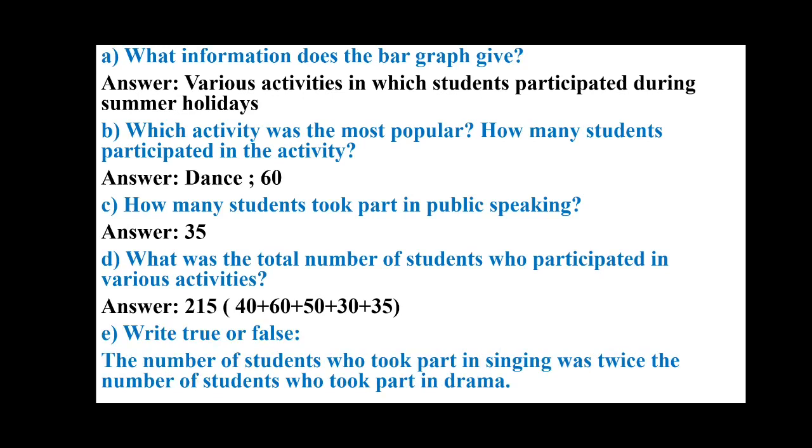Last question. Write true or false. The number of students who took part in singing was twice the number of students who took part in drama. In singing, 50 students participated. In drama, 40 students participated. So, the answer is false. I hope students, you have understood well about bar graph.